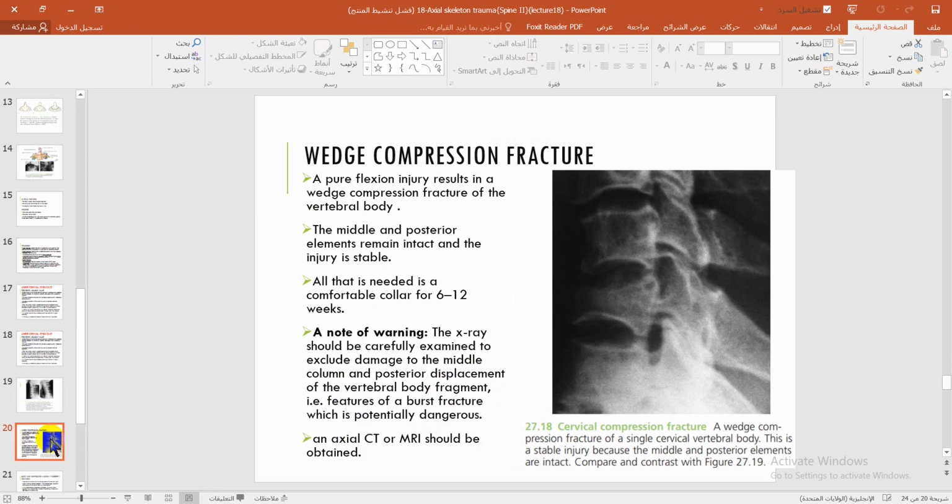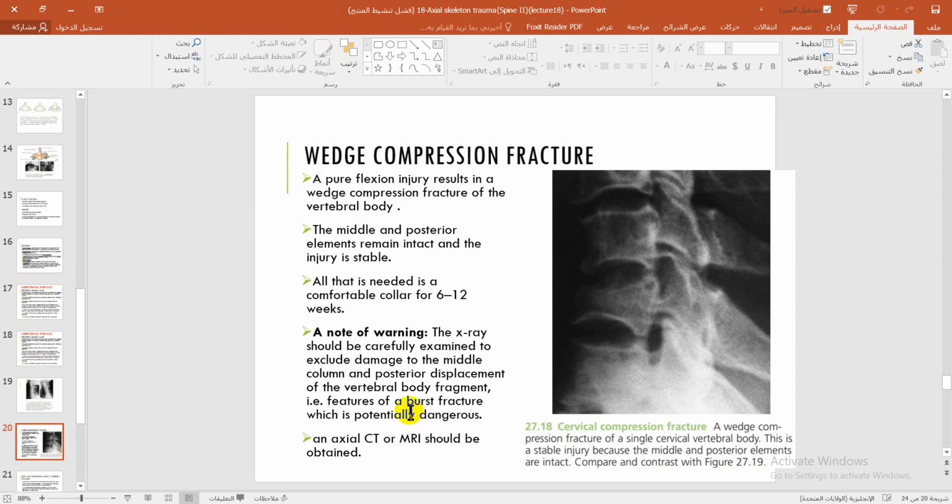Wedge compression fractures. A pure flexion injury results in a wedge compression fracture of the vertebral body. The middle and posterior elements remain intact and the injury is stable. All that is needed is a comfortable collar for about 6 to 12 weeks. Here we have a note of warning that the X-ray should be carefully examined to exclude damage to the middle columns and posterior displacement of the vertebral body fragments.